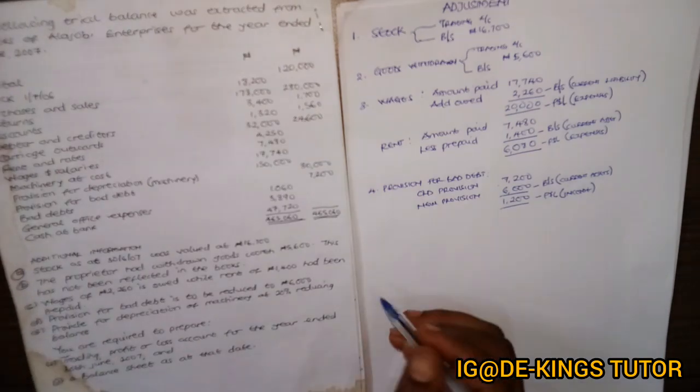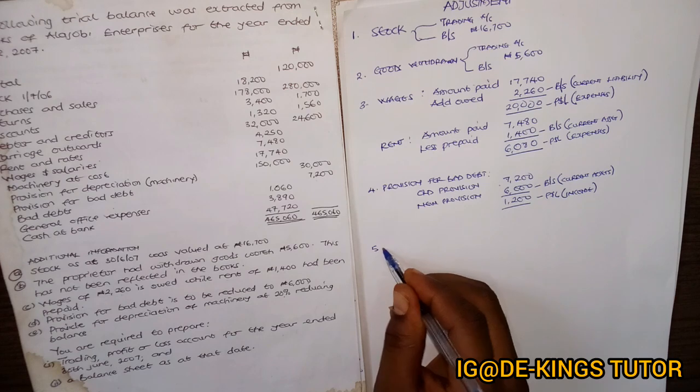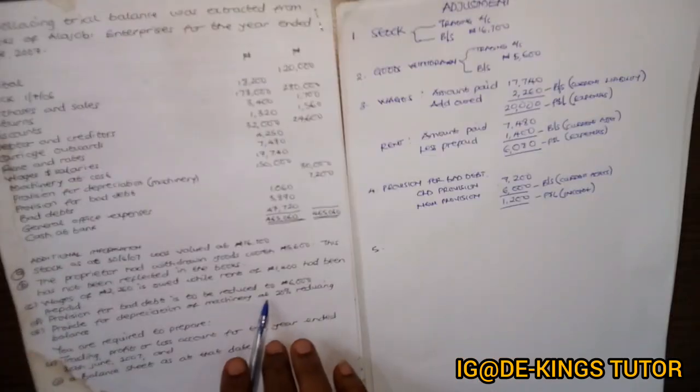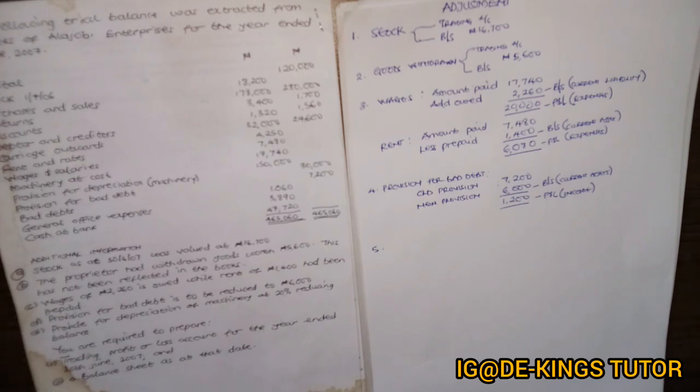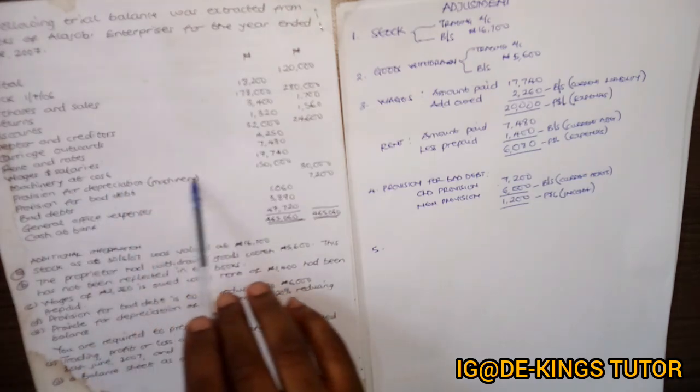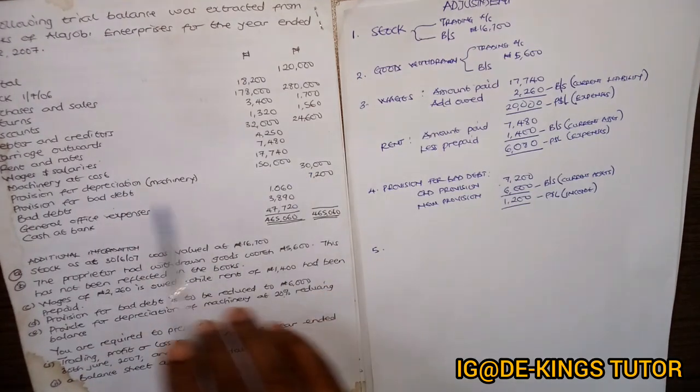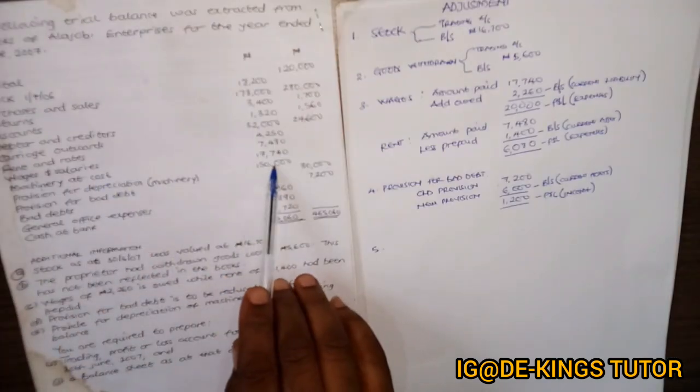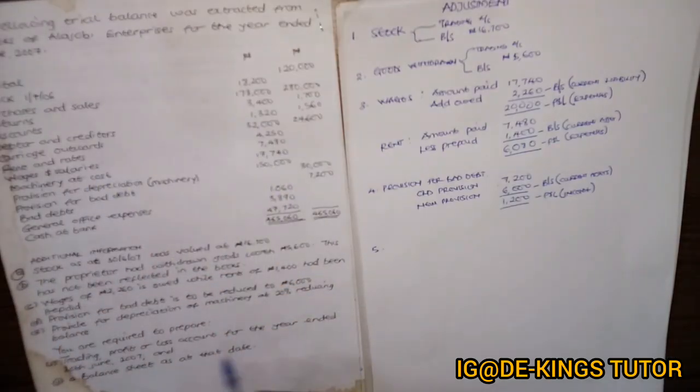The fifth one, we said provision for depreciation of machinery at 20% reducing balance. Now they did not say straight line method. They said reducing balance. So in this situation, what do we do? We check if there's an existing provision for depreciation, 30,000, and the machinery at cost is 150,000. They said on reducing balance.